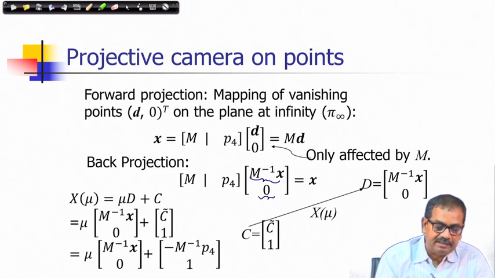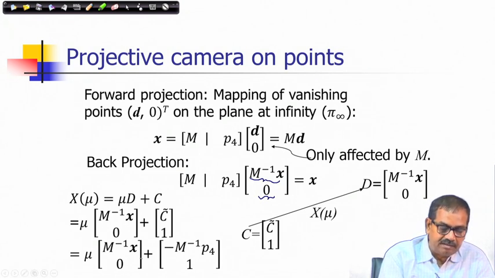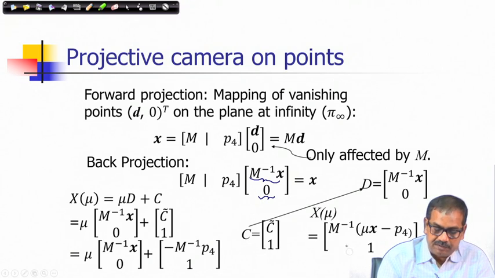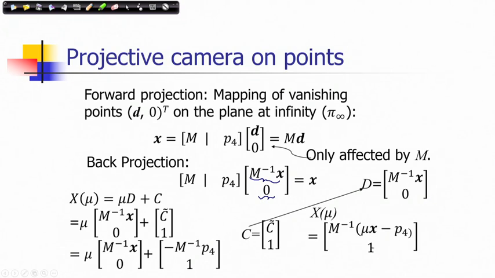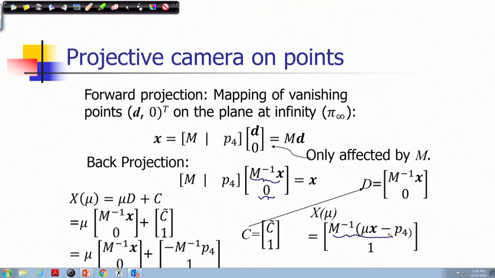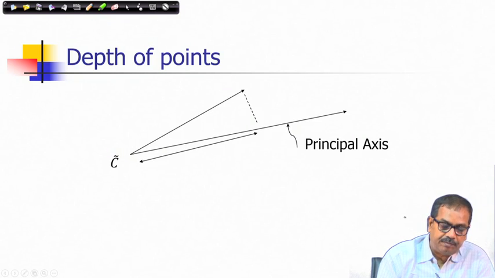As you can see that it is a linear combination of the point in the homogeneous coordinate system, the point at infinity in that direction d, in that direction M inverse x and C tilde, and this is the expanded form. In fact, this is the form which is more convenient to express this M inverse mu x minus p 4 1. So, these are the points which are lying on the projection ray connecting to the camera center. How do you compute the depth of points?